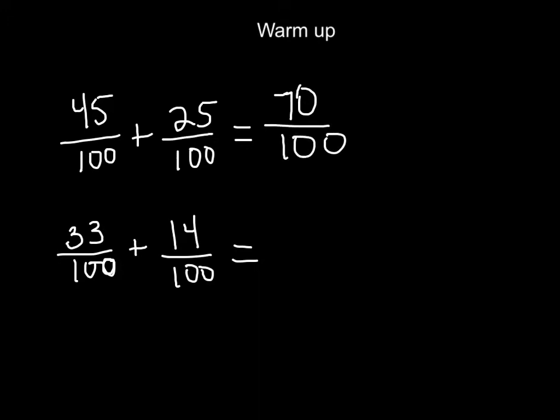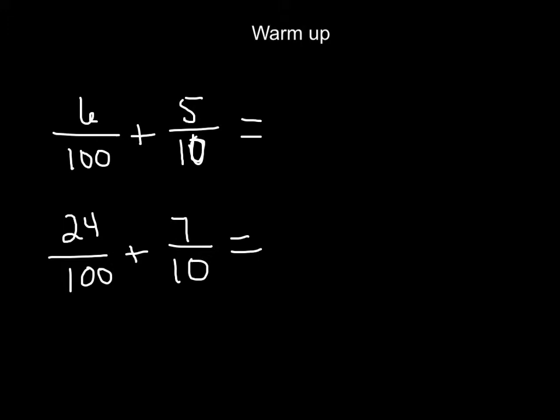The same thing with 33 hundredths and 14 hundredths. We can keep our denominator the same, and then we add 33 plus 14, which is 47 hundredths. Erase your boards and let's get started on the next set.